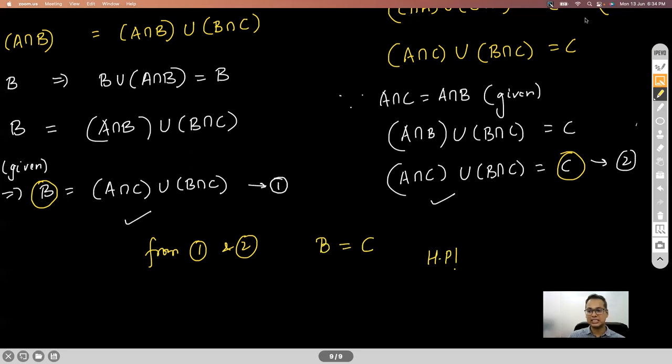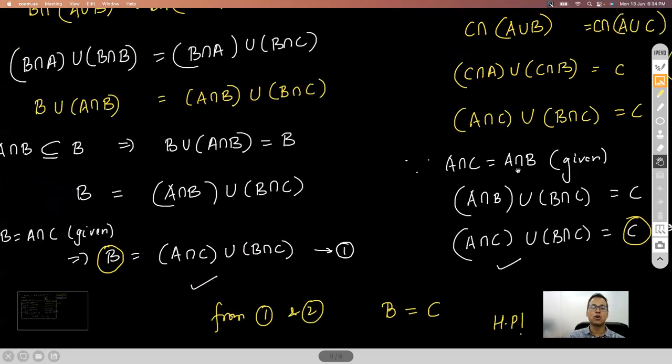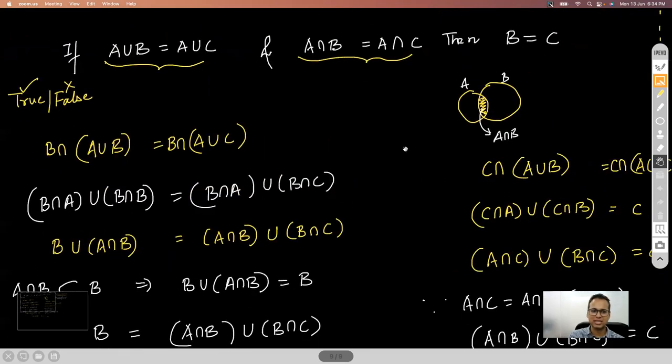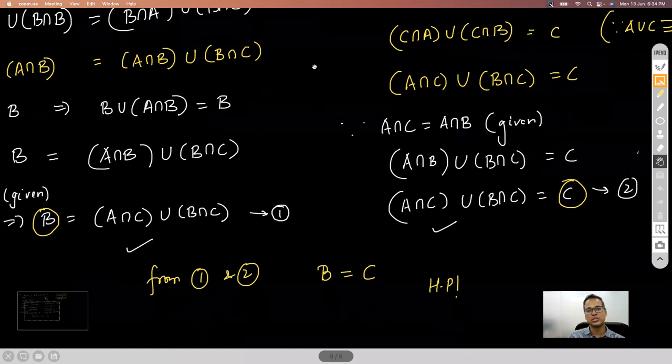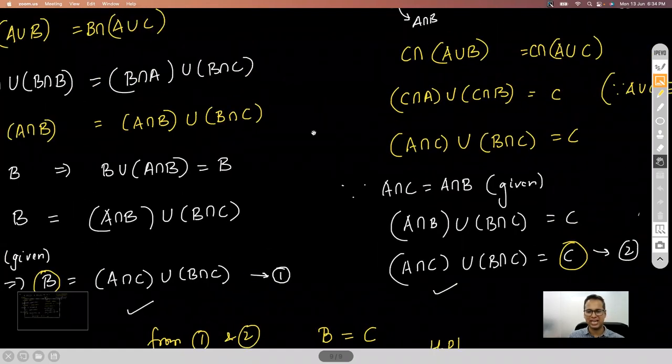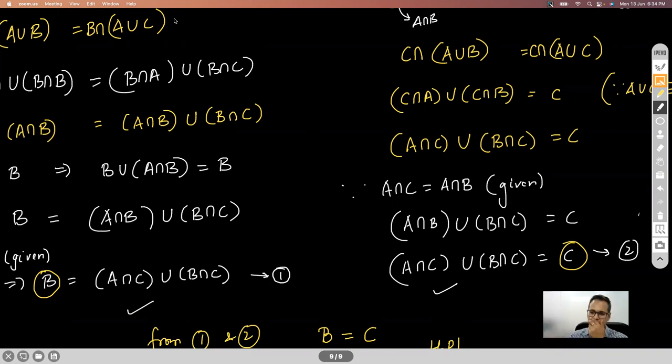Now, this question has been asked multiple times in competitive exams. So the result, of course, is important, but even the proof can be asked to you in your school papers as well. So please note this down and do let me know if you have any questions. How can they ask this in MCQ format? They will say like this, Aditya: A union B is equal to A union C and A intersection B is equal to A intersection C. Then which of the following is true? Then they'll say B is equal to C, or B is a subset of C, or C is a subset of B, or none of these.